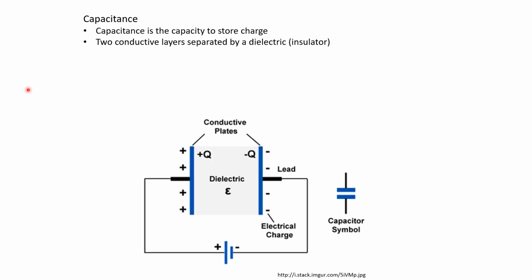Capacitance refers to the capacity to store charge. Any electrical element that can store charge can be called a capacitor. But in the simplest form, a capacitor is formed by two conductive layers that are separated by some insulating material or dielectric. So here is a schematic. You have one conducting layer here, another conducting layer here, and these two are separated by an insulating material.